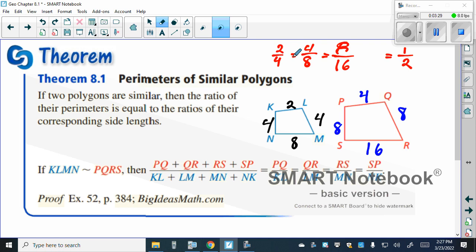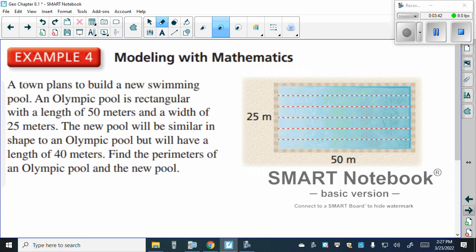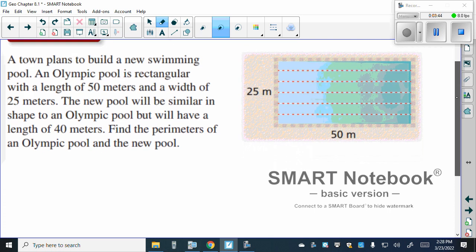So what that tells me, as long as I know one side length and the perimeter of one figure, I can find the perimeter of the other using these proportions. And that's what we're going to do with these here.